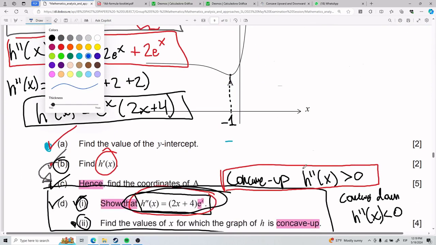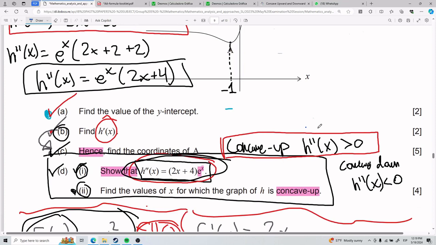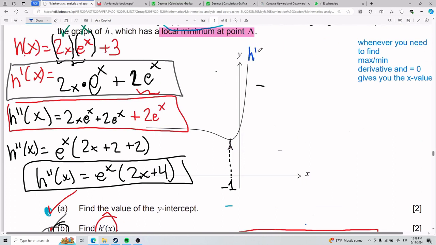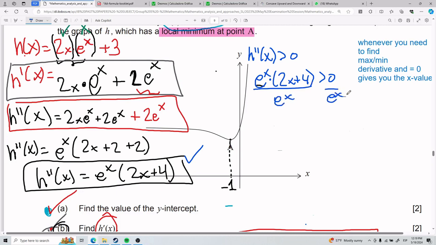See? So from here, the concave up, I said, was the derivative of the derivative being greater than 0. And so if you do that, this being greater than 0, that means that this whole thing, e to the power of x times 2x plus 4, is greater than 0. See this whole thing? And so first things first, because you have e to the x multiplying, that means you can divide here. And boom, something very similar to what we did earlier. This goes away with this.